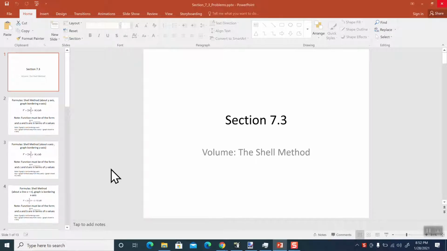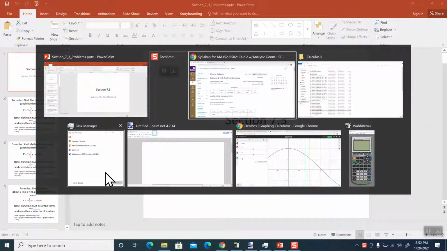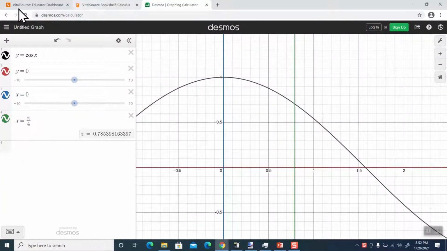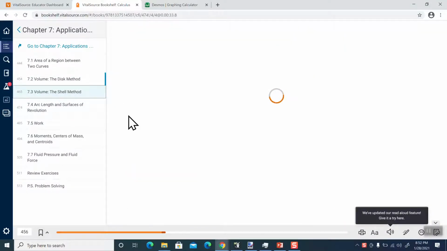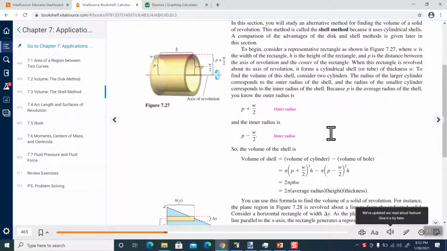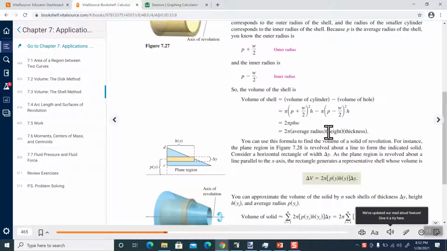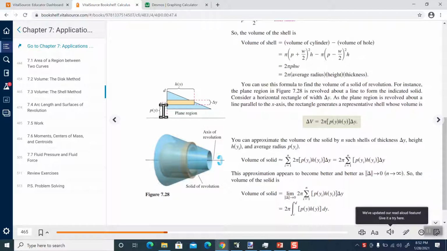Okay, the shell method. Let me show it to you. It's a very similar concept. Where's the book? Okay, so we have a region again here, and you see how we're revolving it around this right here. And it's kind of weird. You'll see from the formula how it goes against what we were looking at with the other method.